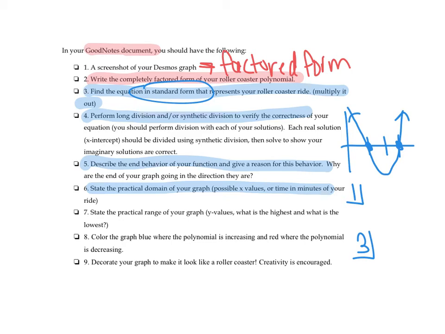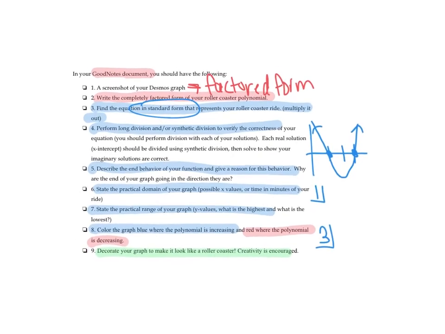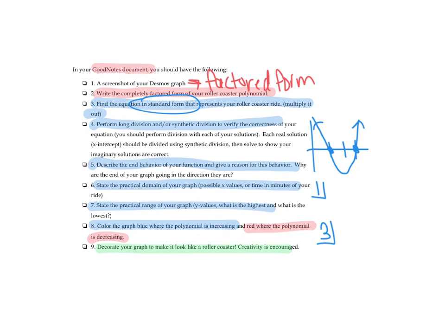And then, just like we did in the lesson video the other day, you're going to color the graph blue where it's increasing and red where it is decreasing. And then you're going to have a little fun and decorate it, put a roller coaster cart on there. You can draw little people in there if you want, have some fun with it. All of those things need to be in your GoodNotes file when you submit it. I have an example on the next slide of a very basic graph to get you guys started on how it can actually look.